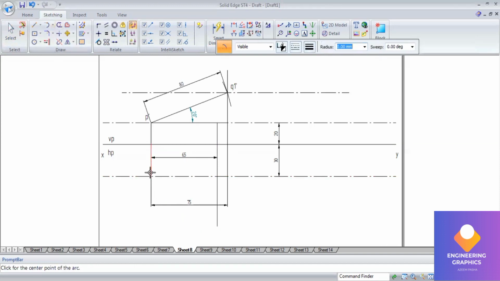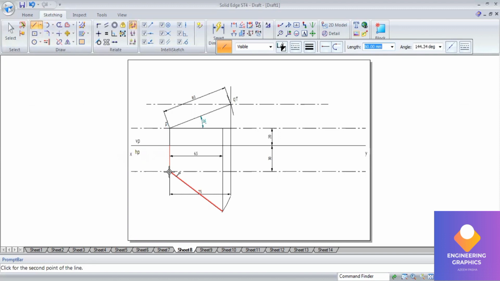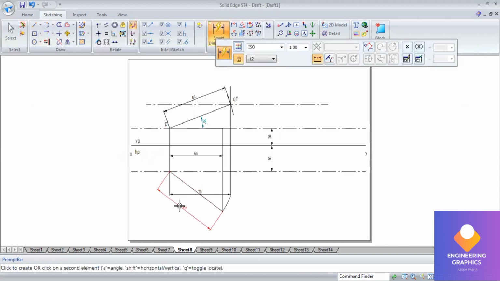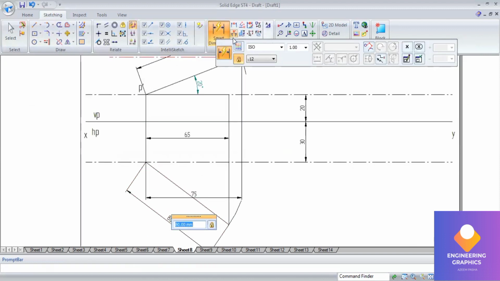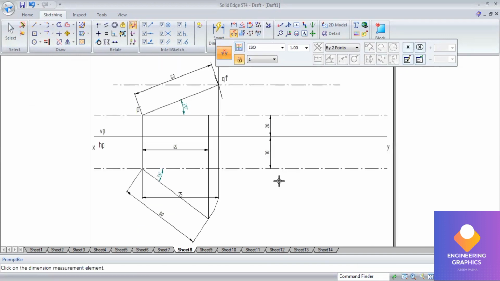So again go to arc by center. From that end point consider a length of 80 mm and cut the arc. Now we can see we're getting the exact end points. Now you connect from this end point, so we're getting the true length here. By using this true length, we can get the apparent lengths here. Already we have drawn the apparent lengths of 65 and 75. Using this we can cut the arcs, so it will be easy.